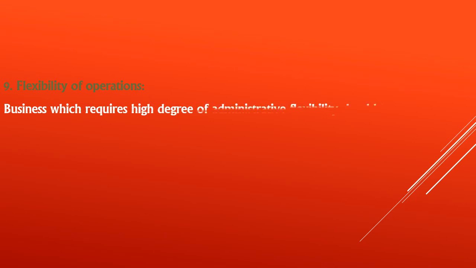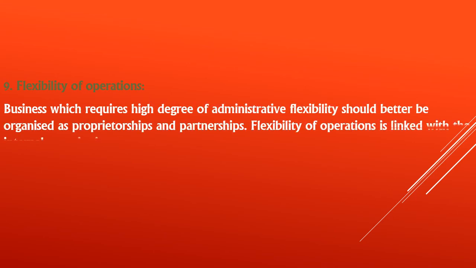Number 9, flexibility of operations. A business which requires a high degree of administrative flexibility should better be organized as a proprietorship or partnership. Flexibility of operations is linked with the internal organization of a business. Administrative flexibility means quick and prompt decisions are taken. It doesn't take time. In proprietorship and partnership, where there is a single owner or a few owners, there is more flexibility in decision and administration.